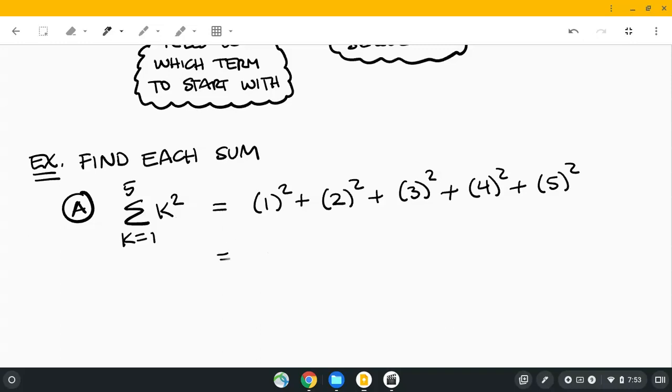And so then this is just 1 plus 4 plus 9 plus 16 plus 25. And when we add this all together, we get 55. Okay.